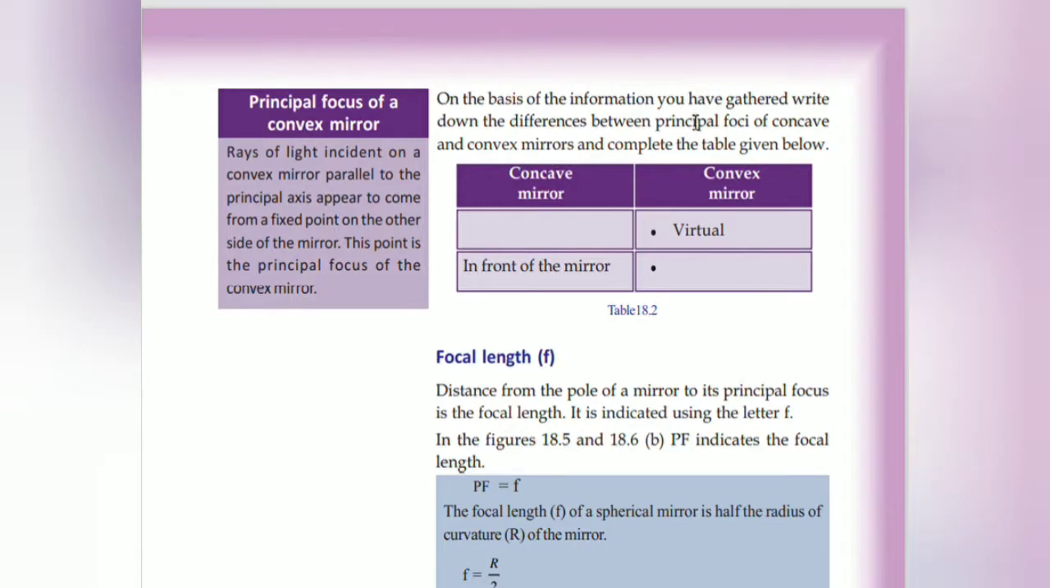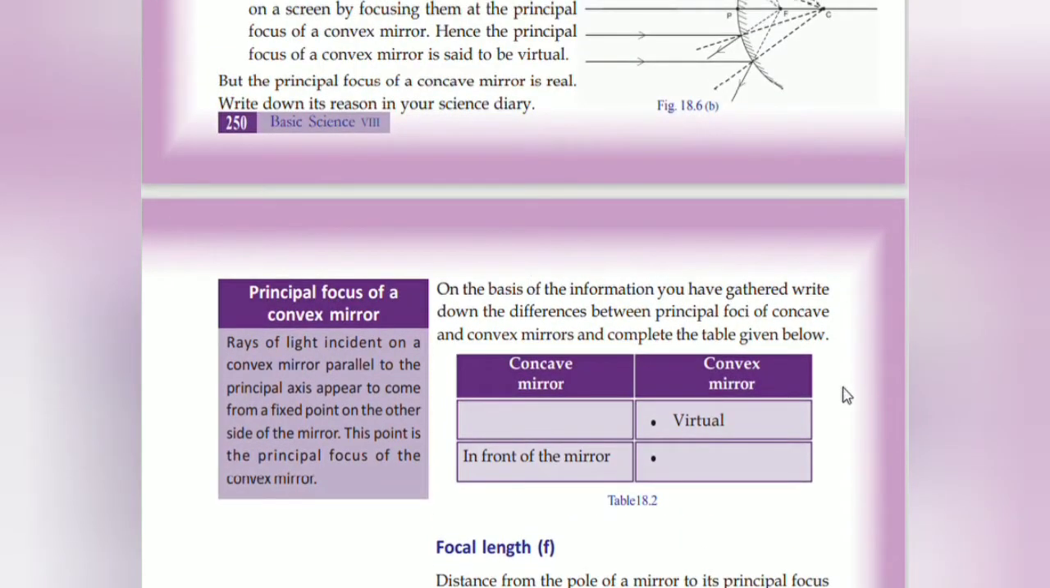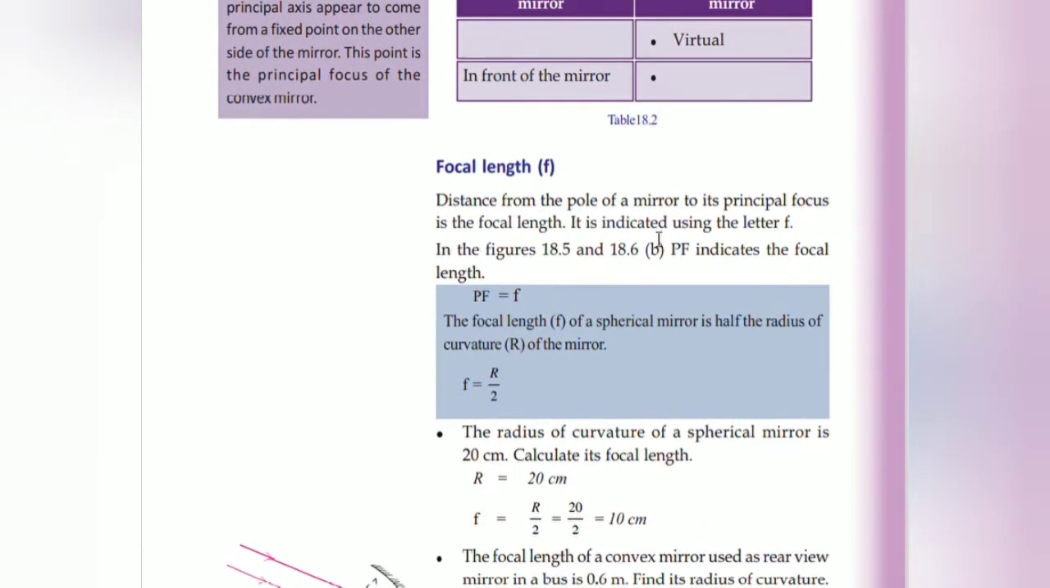On the basis of the information you have gathered, write the difference in principal foci. We have seen that in the convex mirror it is virtual. Here it is real. In front of the mirror for concave, on the back side for convex. Focal length: the distance from the pole of the mirror to the principal focus is the focal length.